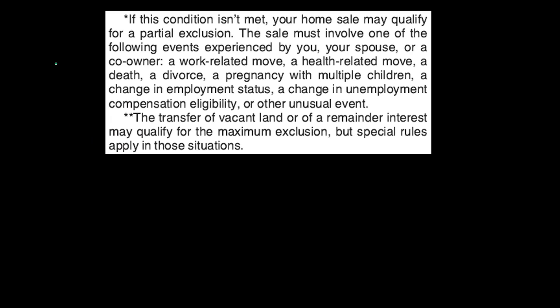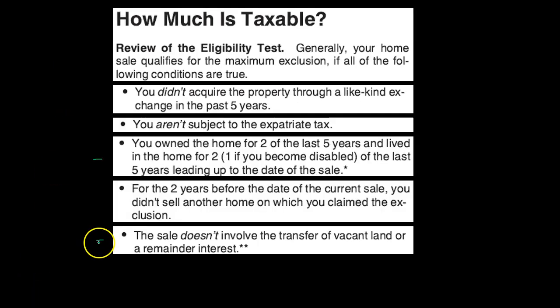The sale must involve one of the following events experienced by you, your spouse, or a coworker: a work-related move, a health-related move, a death or divorce, a pregnancy with multiple children, a change in employment status, a change in unemployment compensation eligibility, or another unusual event. Next, we'll take a look at an item related to this one.